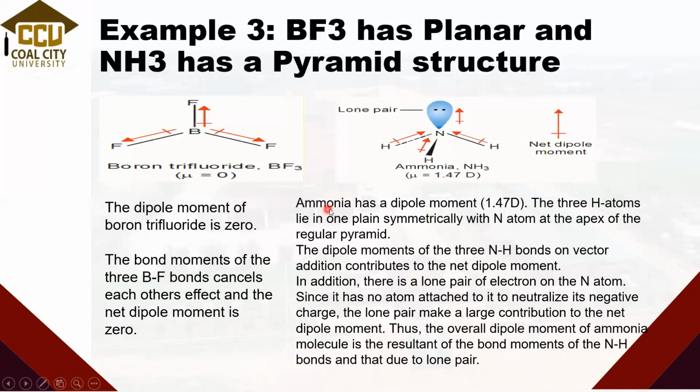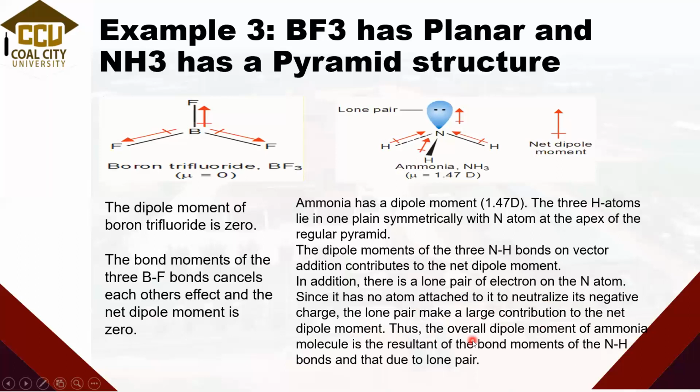And that's what I've explained here. I said ammonia has a dipole moment of 1.47 D. The 3 hydrogen atoms lie in one plane symmetrically with the nitrogen atom at the apex of the regular pyramid. The dipole moments of the 3 hydrogen bonds, on vector addition, contribute to the net dipole moment. In addition, there is a lone pair of electrons on the nitrogen atom. Since it has no atom attached to it to neutralize its negative charge, the lone pair has a large contribution to the net dipole moment.